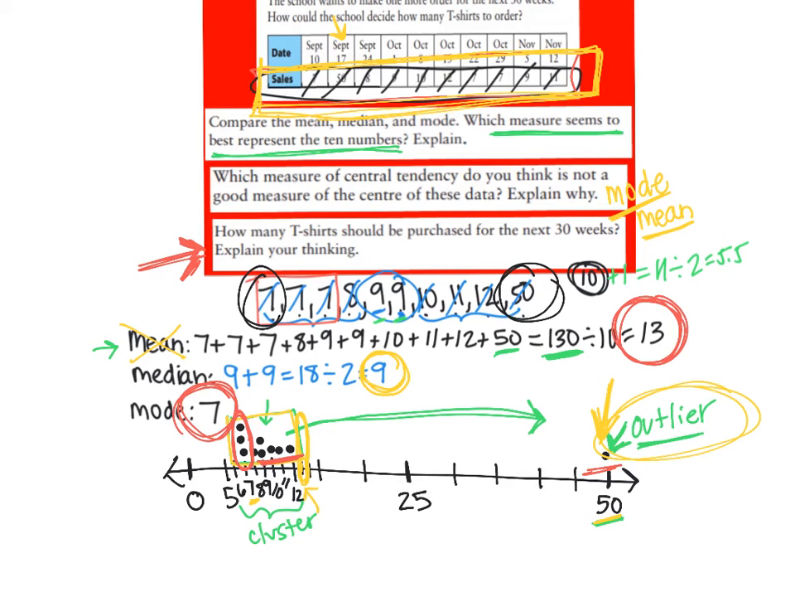So what I would do is I would take this median here, and we sell about 9 shirts each week. Some weeks it was a couple fewer. Some weeks it was a few more. This crazy outlier right here, okay? So I would buy 9 t-shirts for each week times 30 weeks.